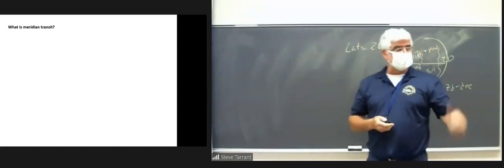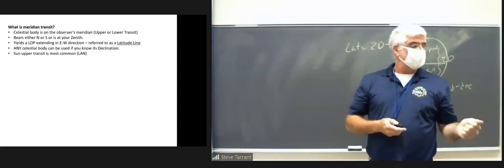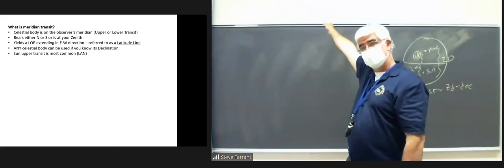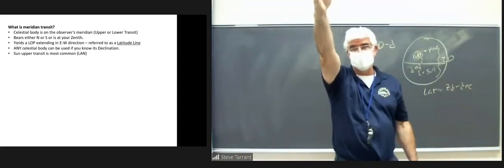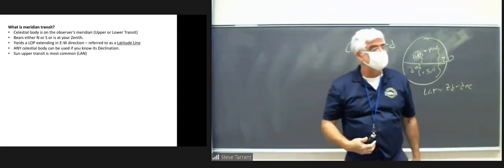Okay, so what is meridian transit? I already told you. It's when a body's on your meridian, okay? And at that point, if it's north of you, it'll bear north. If it's south of you, it'll bear south. It could be right above you at your zenith, okay?